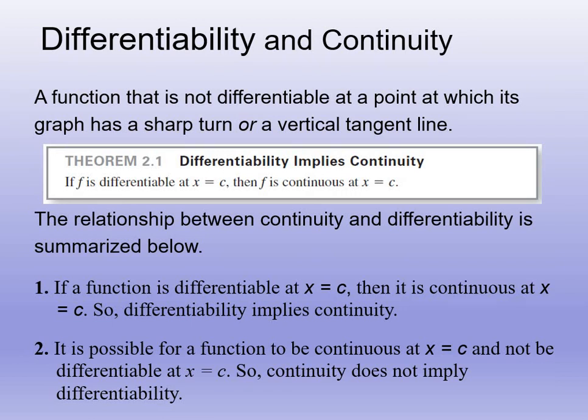So differentiability, this is theorem 2.1, differentiability implies continuity. So what does that mean? If f is differentiable at x equals c, then f is continuous at x equals c. If we can take the derivative at that point, it's definitely continuous at that point. So it's pretty much that simple. If a function is differentiable at x equals c, then it's continuous at x equals c. So just remember the term differentiability implies continuity.